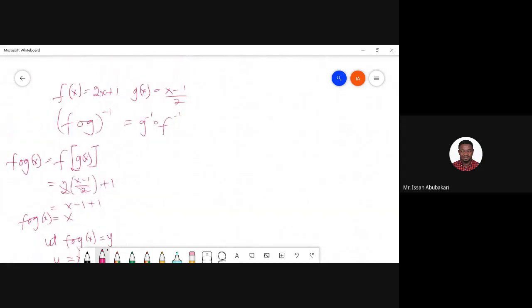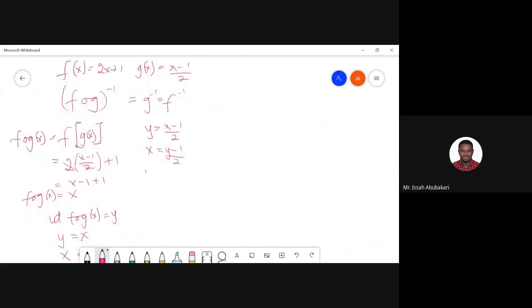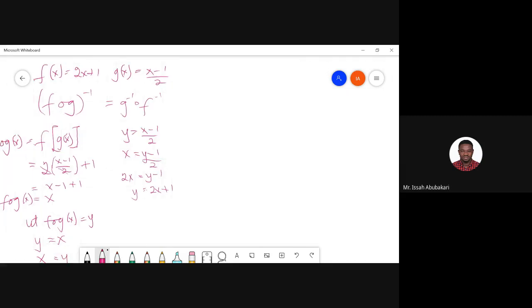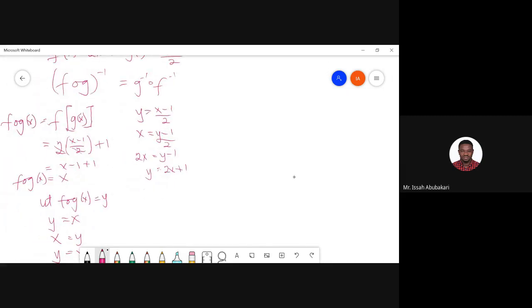Now let's try the other method and see if you're going to get the same answer or not. So the inverse of g is what? We have g of x, so y, the same process. Y is equal to (x minus 1) divided by 2. Let's exchange the variables. X is equal to (y minus 1) divided by 2. Now let's find y. So we are going to have 2x is equal to y minus 1. Y is equal to 2x plus 1, right? And the inverse of g of x, so the g inverse of x is equal to 2x plus 1.